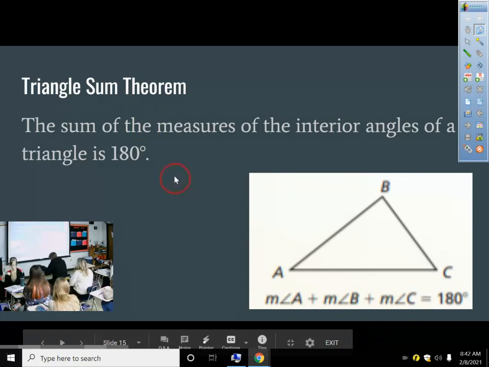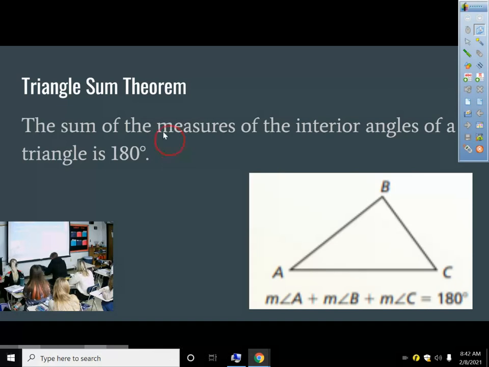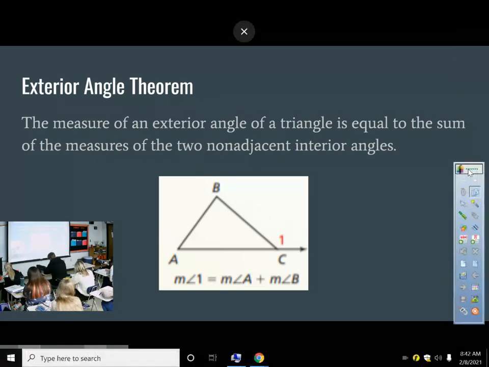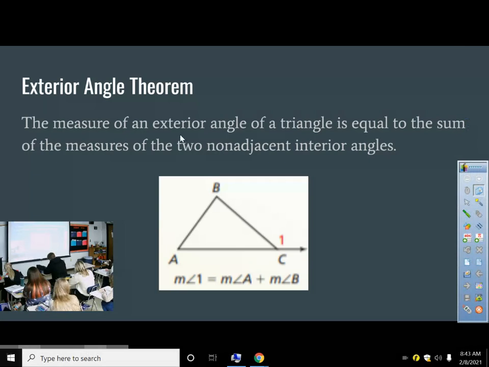Okay, the next theorem that we're going to use is the exterior angle theorem. And if you want to call the triangle sum theorem TST, that's fine. You can always abbreviate it TST. And here's my favorite, exterior angle theorem. I always abbreviate it EAT. It says, the measure of an exterior angle of a triangle is equal to the sum of the measures of the two non-adjacent interior angles. So let you get that written down first before I explain it.